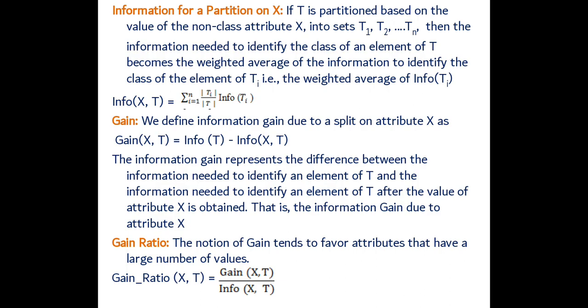Next we have the definition for gain ratio. After finding the gain, we will be finding out the gain ratio. The notion of gain tends to favor attributes that have a larger number of values, that is gain ratio of X comma T equals gain of X comma T divided by information of X comma T. So these are all important definitions. They might be asked for 2 marks.